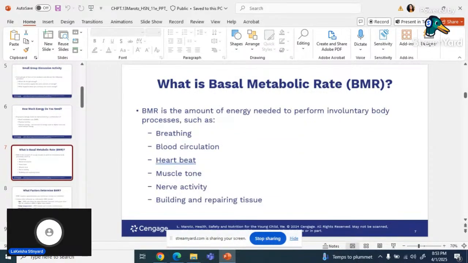Your basal metabolic rate is the amount of energy needed to perform involuntary body processes, such as breathing, blood circulation, heartbeat, muscle tone, nerve activity, building and repairing tissue.